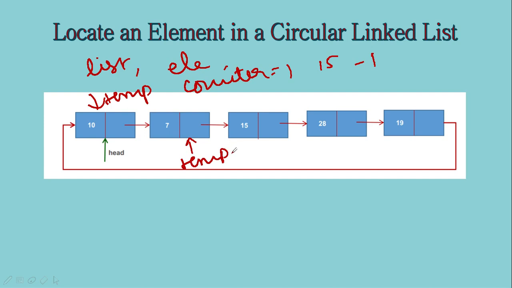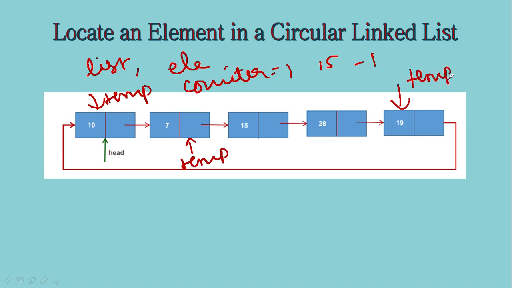And when the element is not found, what will happen? It will come to the last node and the element will not be there, isn't it? And it should not move to the next node. If it moves to the next node, once again it will come to the first node and it may go on an infinite loop. So what we are going to do is we are just going to stop as soon as we reach the last node.